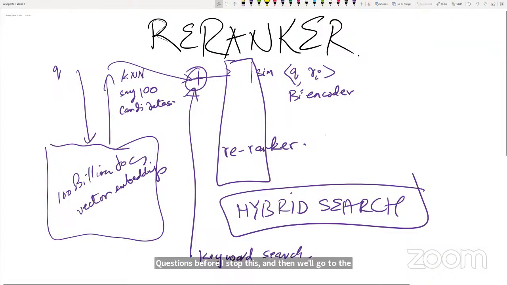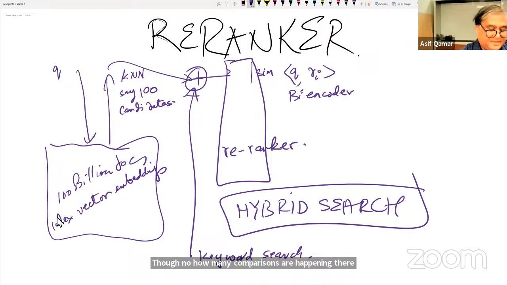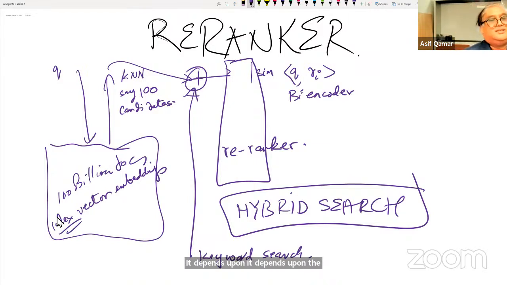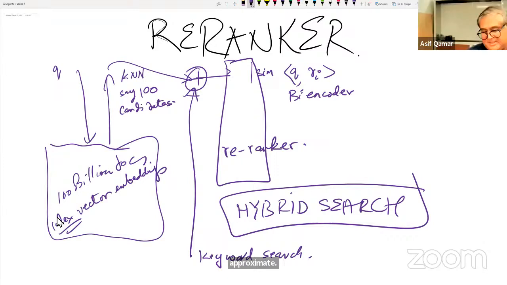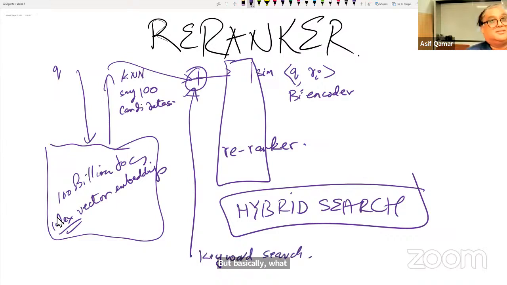As if the 100 billion docs, the query that went in. How many comparisons are happening there actually to produce the top? It depends upon the indexing technology. Within FAISS, the whole point of the magic word is approximate. We will do the meaning of that word later in a whole session. But basically what it means is you do very few comparisons.